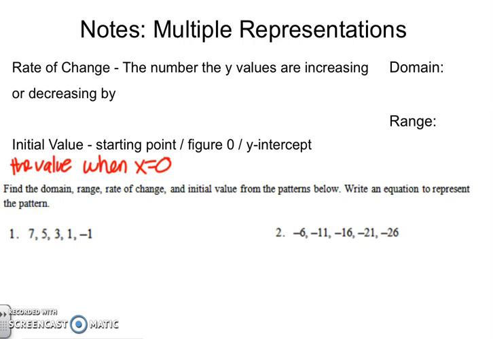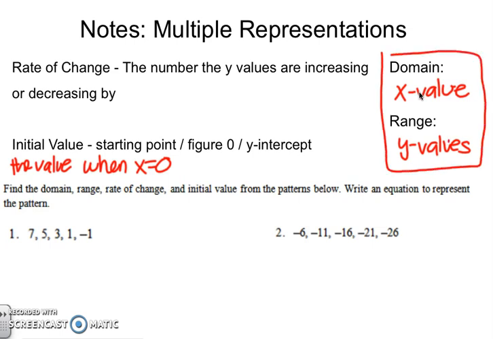Okay. Some other vocab words I added are domain and range. Domain are the x values, and range are the y values. Okay, so I did add that to your paper. So please go ahead and add those to your paper. So those are the four main vocab words. We're going to talk about rate of change, we're going to talk about initial value, and we are going to talk about domain and range.